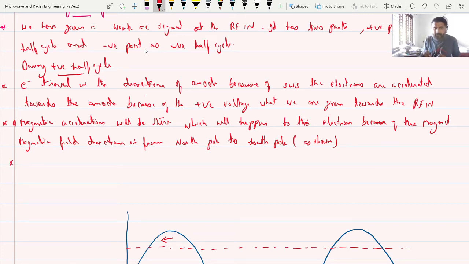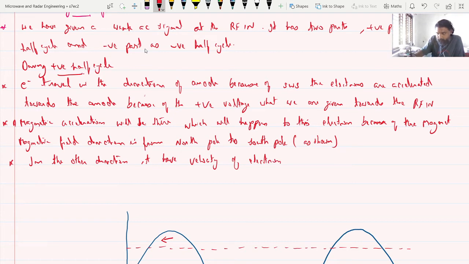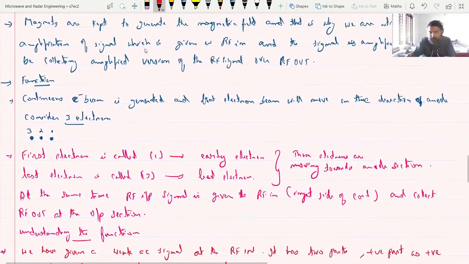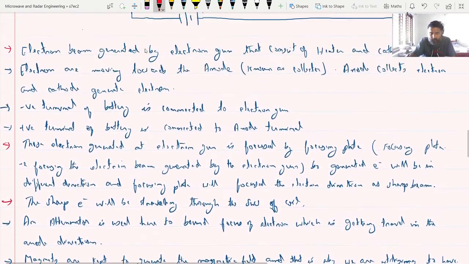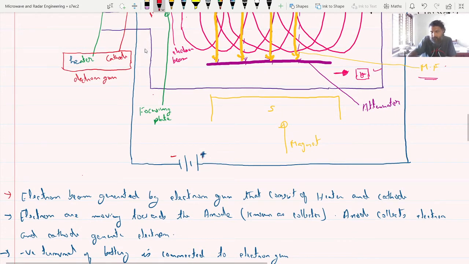In the other direction, it has the velocity of the electron, called the velocity direction, which I have indicated as V. You can see here, this one. Okay, V.